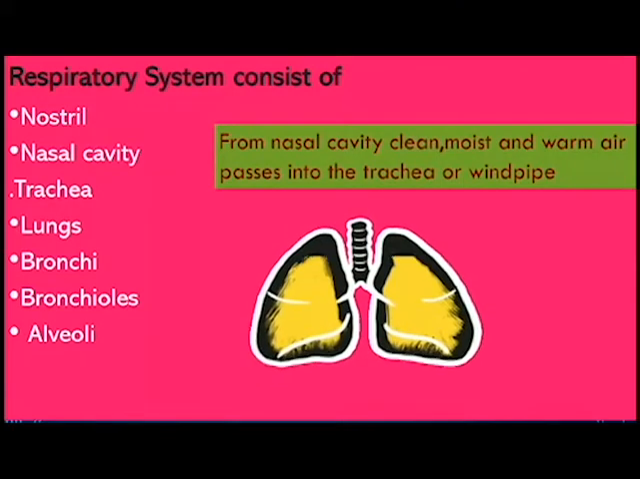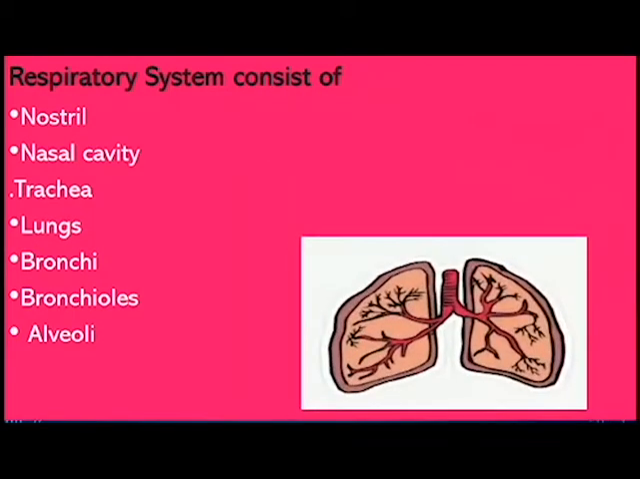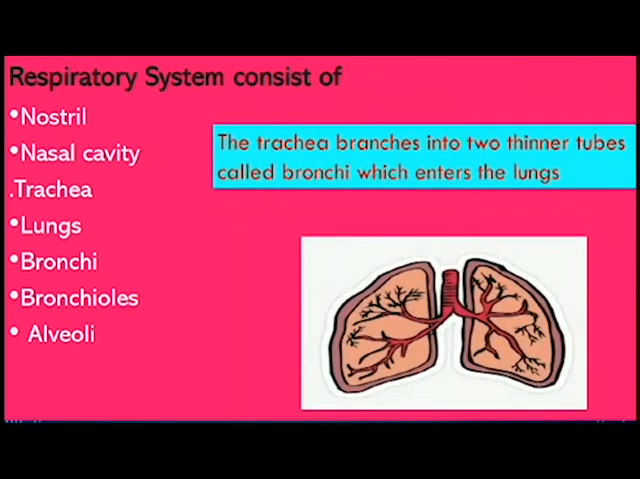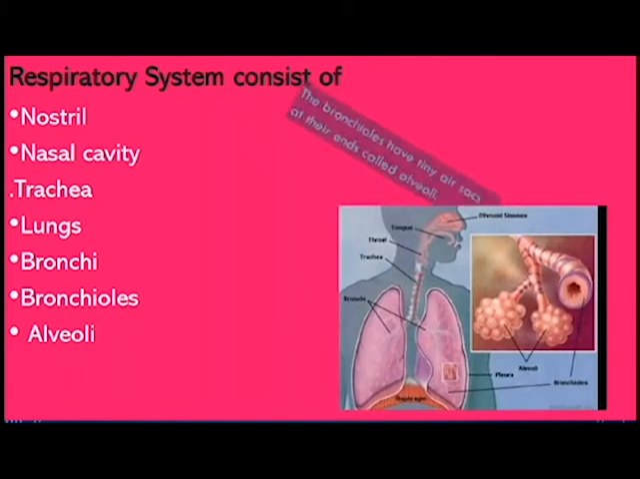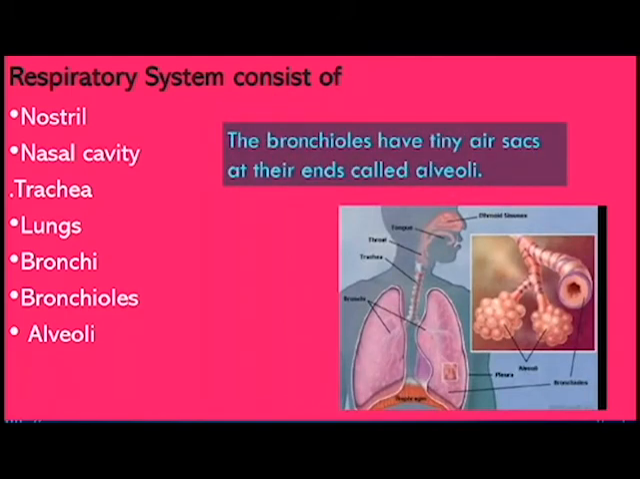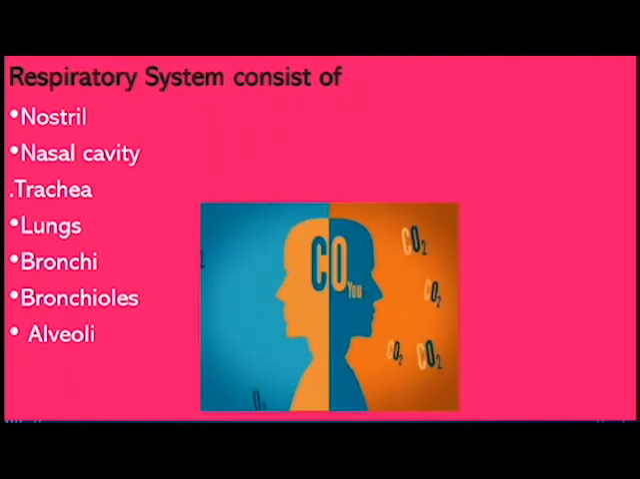From the nasal cavity, clean, moist and warm air passes into the trachea or windpipe. The trachea branches into two thinner tubes called bronchi, which enter the lungs. The bronchioles have tiny air sacs at their ends called alveoli. So children, these are the different organs present in our respiratory system, and all of them have some specific function.